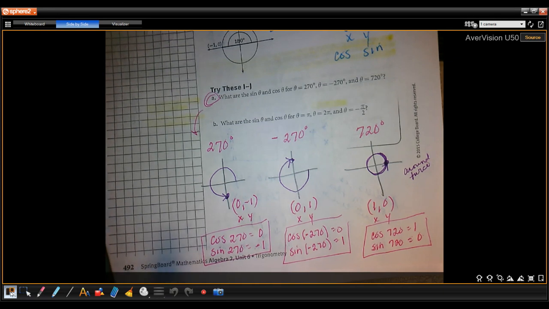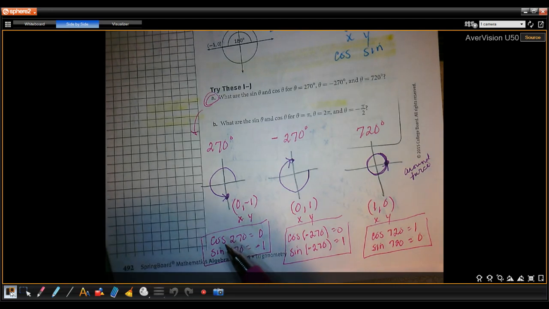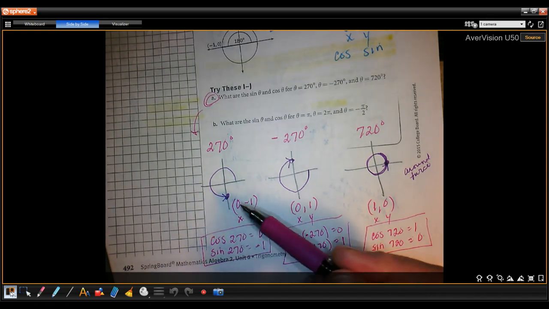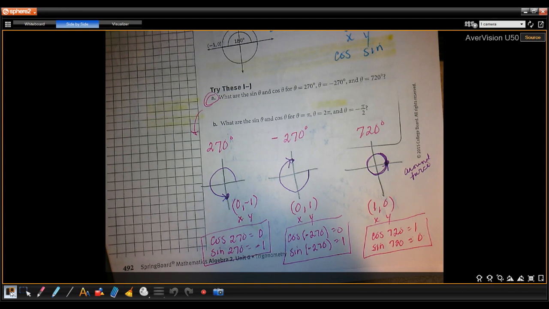So if you have any questions on cosine is your x coordinate and sine is your y coordinate, because on the unit circle the radius is 1. So the denominator is always 1, so it's not going to change the answer to the numerator. So the numerator is just the answer. So if you have any questions, hopefully you guys followed the video.